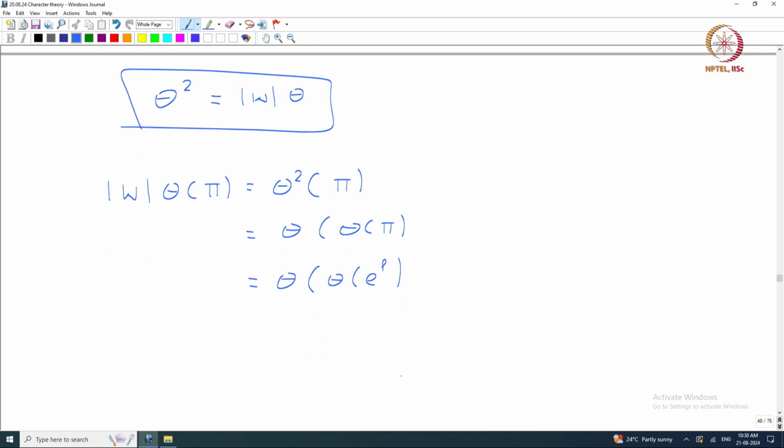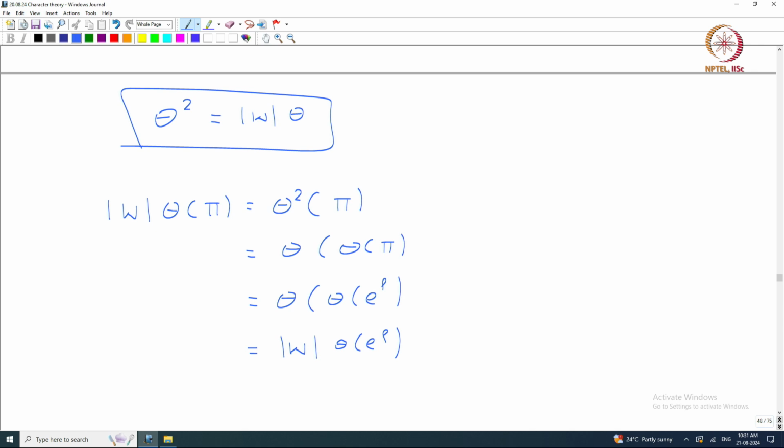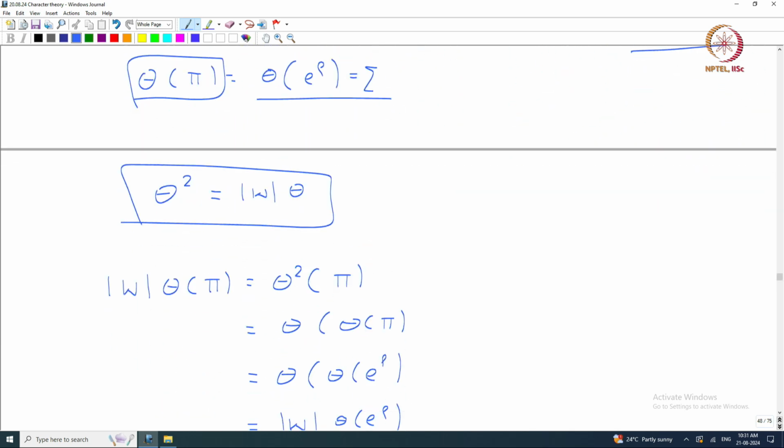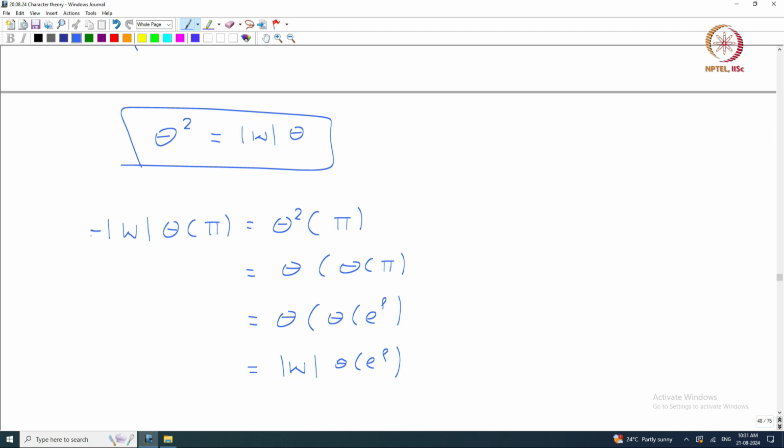Okay. So, which is going to give you exactly the cardinality of W, theta of e power rho, which we have already. But what is theta of pi, which is sigma? So, here you have sigma, cardinality of sigma. So, that is fine. So, what we need to get is actually pi.